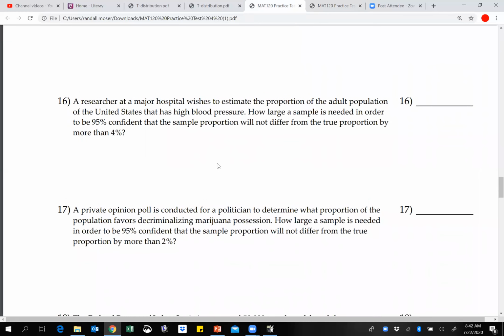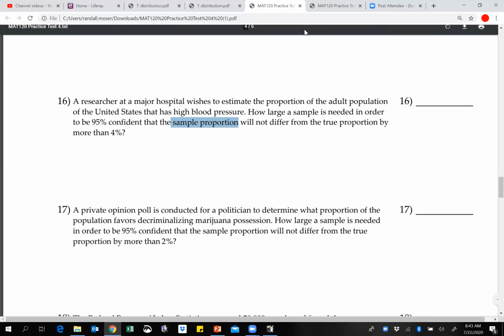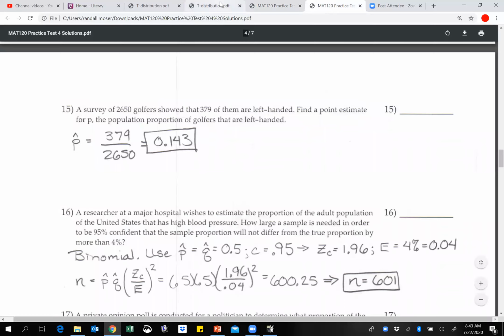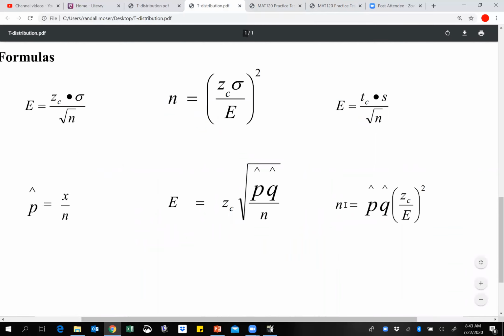In questions 16 and 17, notice that what's being asked for changes. Now the question is how large of a sample size. So we're back to finding n, and it's not for a population mean, it's for the sample proportion. The formula for this, if we're trying to find a minimal sample size for n, it's p hat times q hat, and then times, be very careful here, this fraction is ZC divided by E, and that whole fraction has to be squared. P hat we know how to find.